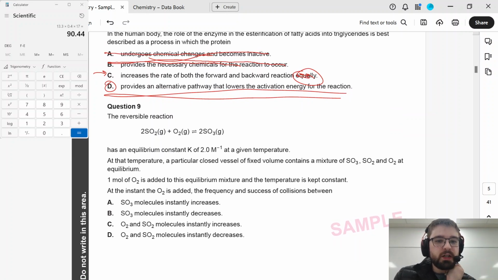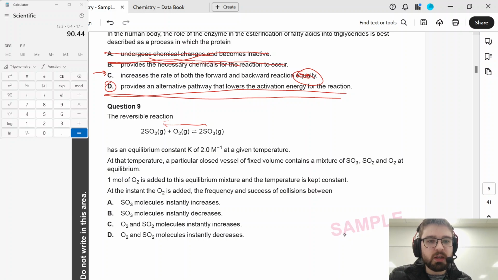We've got a reversible reaction. It has an equilibrium constant K of 2 at a given temperature. At that temperature, it contains a mixture. 1 mole of oxygen is added to this equilibrium mixture and the temperature is kept constant. At the instant the O2 is added, the frequency and success of collisions between, well, you added O2, so the only way we would increase this rate is if you increased the sulfur trioxide.